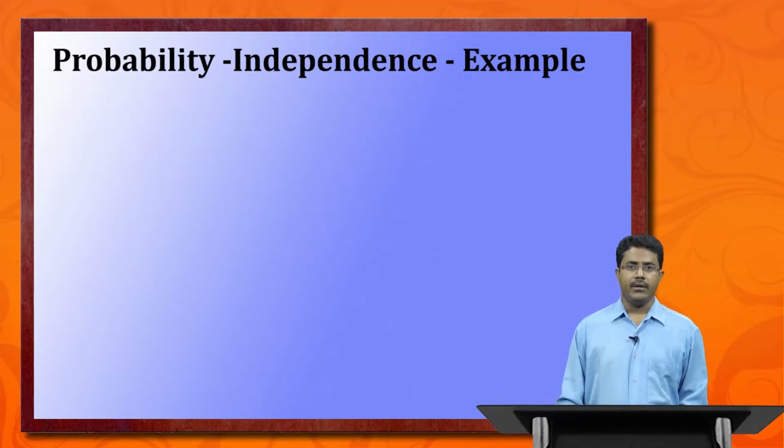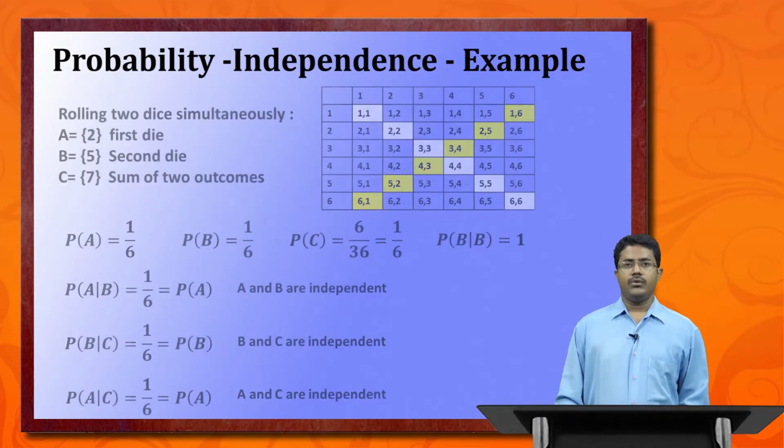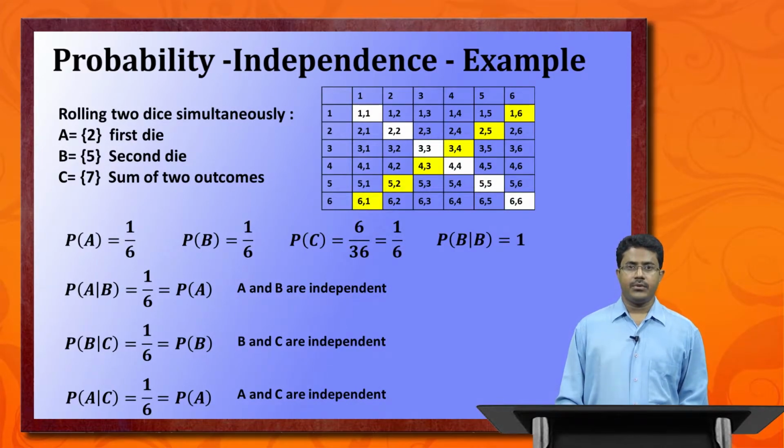Now we'll take some examples. Suppose we want to roll 2 dice simultaneously. For the first die we want 2 and for the second die we want 5, and event C is the sum of the two outcomes. So what is the probability of event A? Obviously 1 by 6, because we are rolling the first die and there is only one option to get 2. For event B, it is also 1 by 6. For event C we can calculate that there are only 6 ways it can be done.